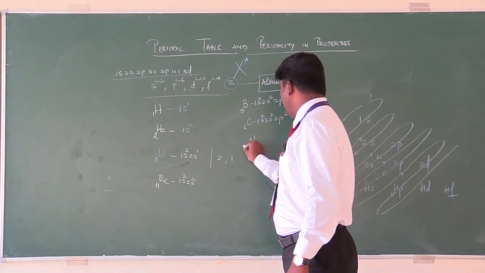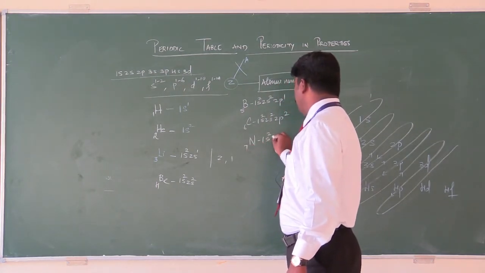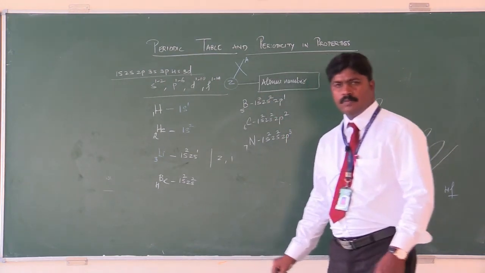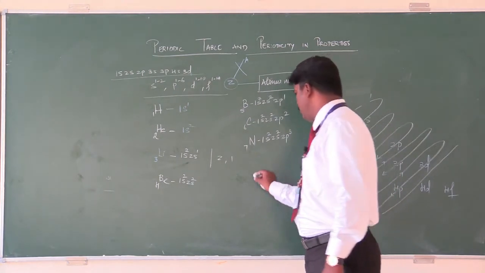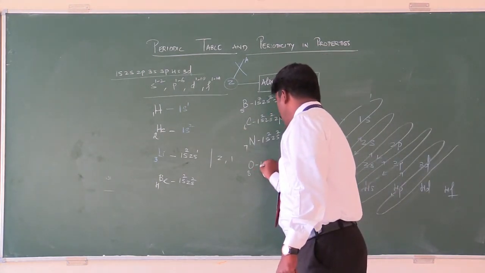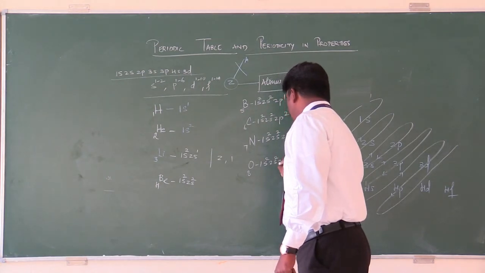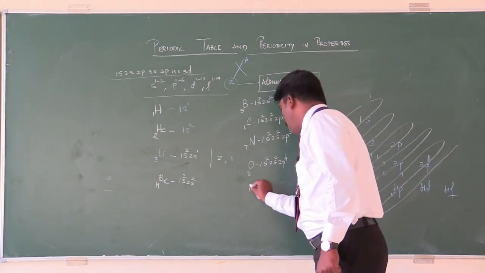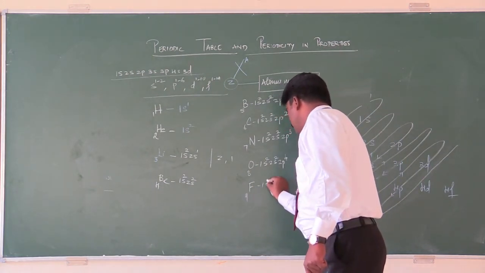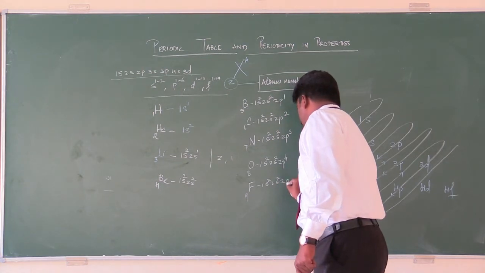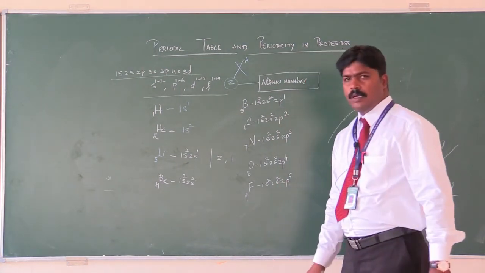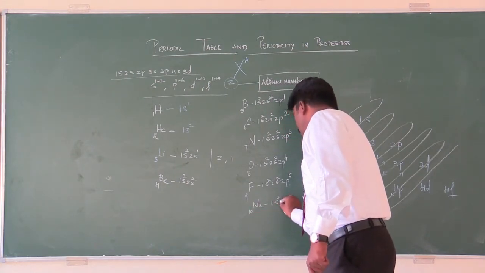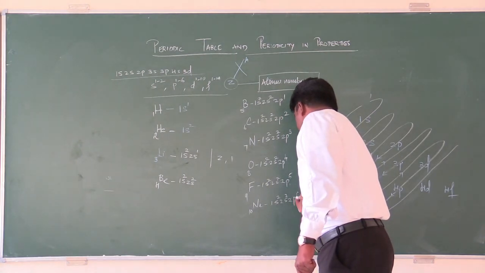Nitrogen atomic number is 7: 1s2, 2s2 and 2p3. Oxygen atomic number is 8, so 1s2, 2s2 and 2p4. So next is fluorine, atomic number 9: 1s2, 2s2 and 2p5. Neon atomic number is 10: 1s2, 2s2, 2p6.